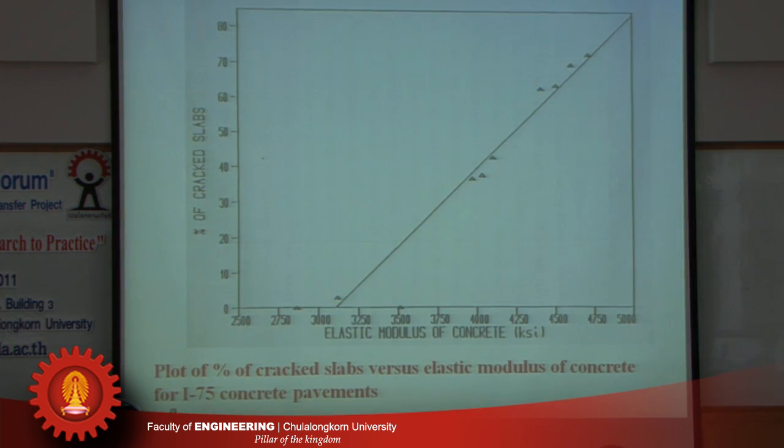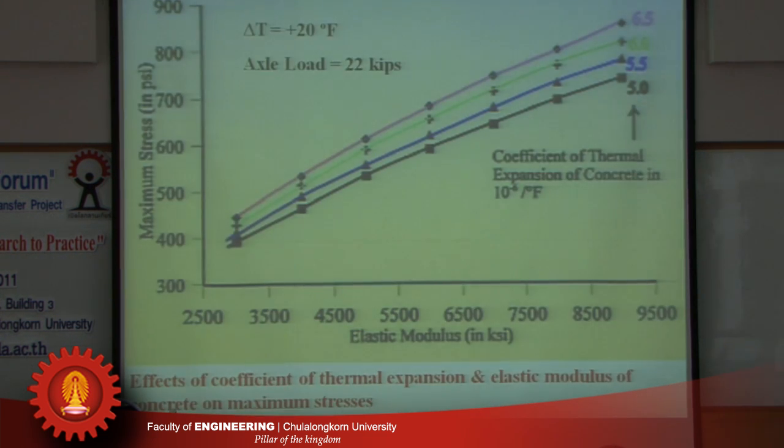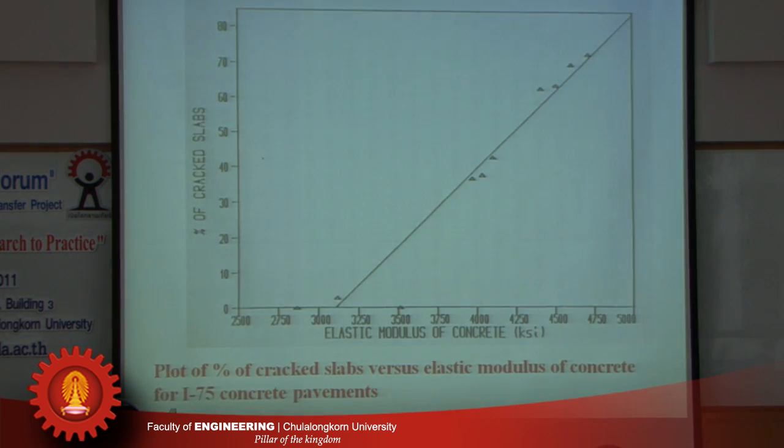Okay, so I said that this is the result of the analysis, and we wanted to see if it matched with observation. We went out and looked at pavements that cracked versus not cracked, or for the ones that are cracked, we measured the percentage of cracked slabs, and we took cores and measured the elastic modulus. And this is a plot of percent cracked slabs versus elastic modulus of concrete.